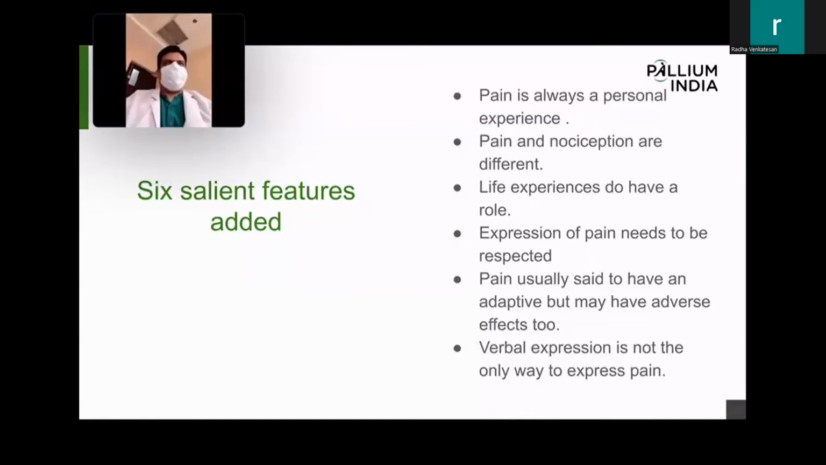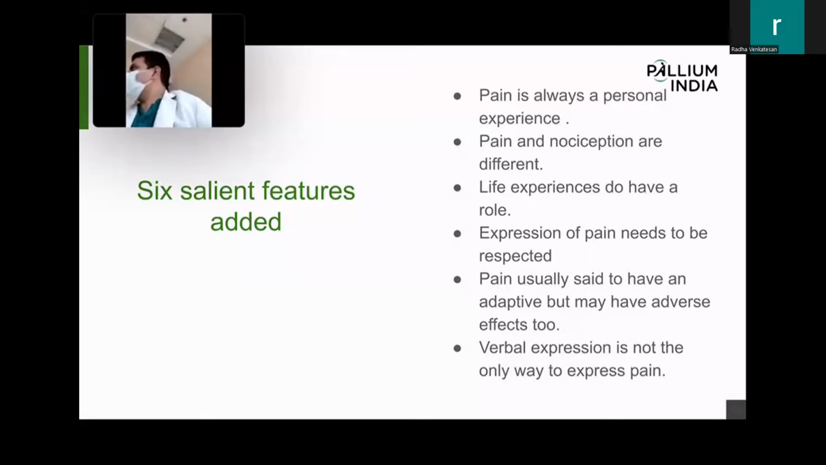Then, the expression of pain needs to be respected. We can't say, oh, you are imagining it, something like that, because by the end of this session you will be able to understand why I am specifically telling that. Because it's a personal and subjective experience, it has to be respected. And next, pain usually is said to be adaptive, but may have an adverse effect too. Because of pain only, we are able to identify and do things, but that itself can be an adverse phenomenon. That also we will see during the course of the session, why it is said so.